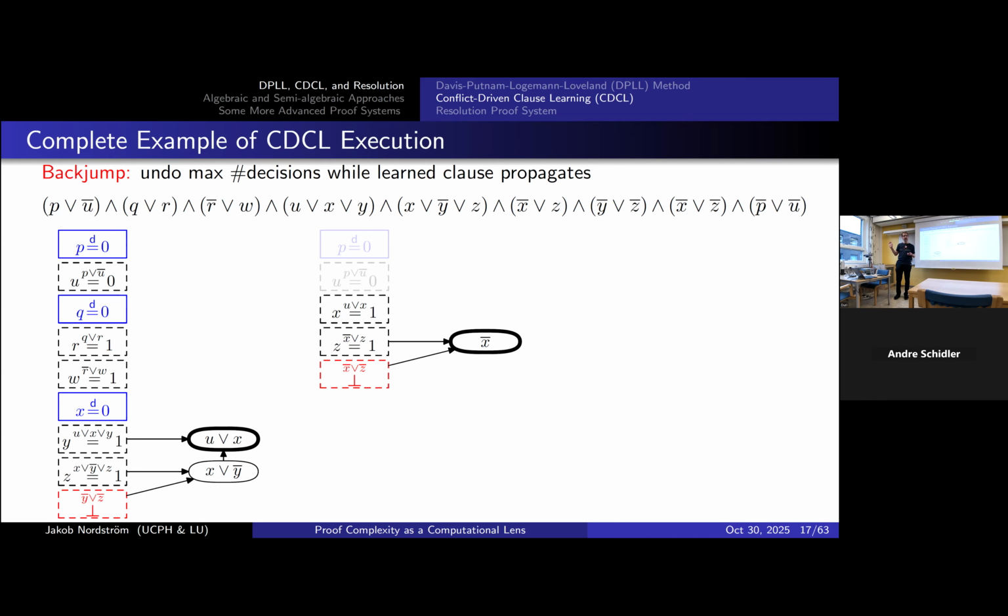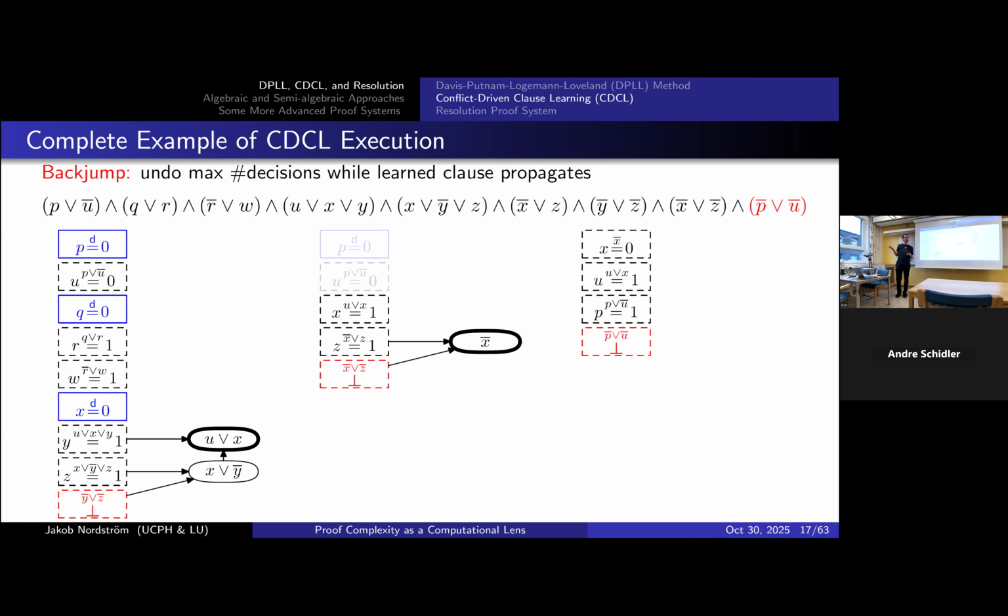So now we clear the whole trail and just assert that X has to be false by this new learned clause. This now tells us, by U or X, which is this other learned clause here, that, well, if X is false, then U has to be true. But then P or not U says, well, if U is true, then P has to be false. But then we have a conflict with this guy. At this point, the SAT solver would stop because we've reached contradiction without making any assumptions. So we know now that the formula is unsatisfiable.